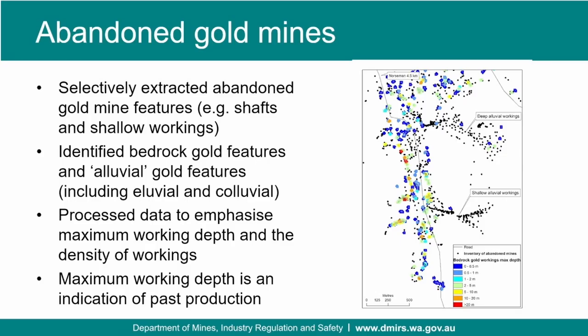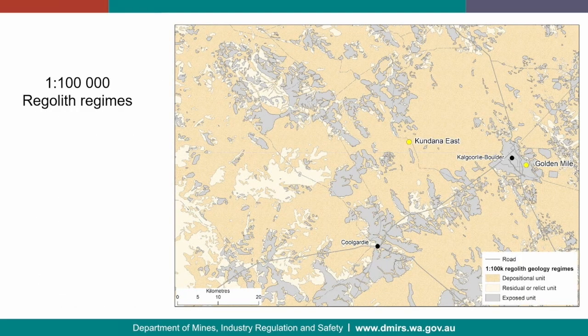So what you can see then is that we know there's a correlation between maximum working depth and an indication of past production. What we can see here is a north-south trend, which is probably controlling the bedrock gold mineralisation. And of course, the alluvial mineralisation is coming off in an east-west trend, probably from that same source. Now, at a different scale, this is in the Coolgardie-Kalgoorlie area, look at the regolith regimes mapping.